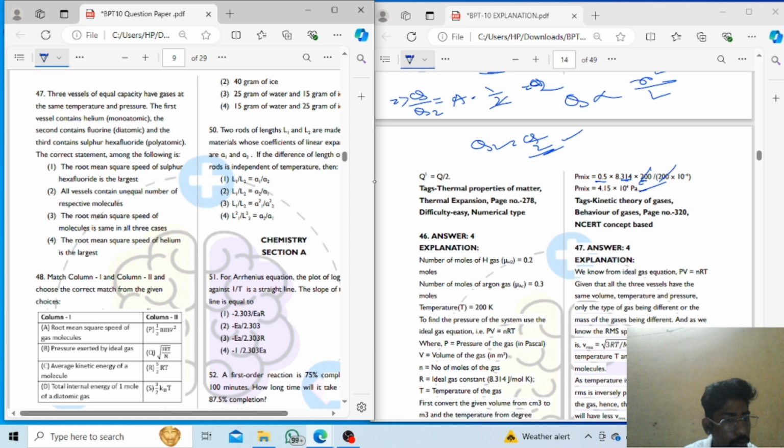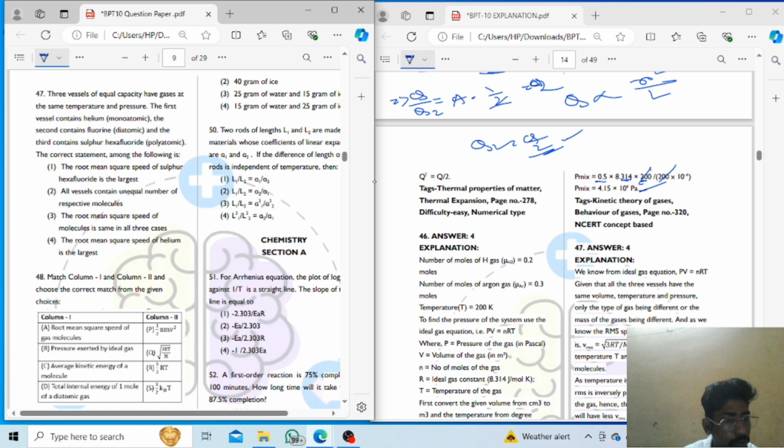In this case, helium has a molecular mass of 4, fluorine has like 19, and sulfur hexafluoride has around 146. So the molecular mass of helium is lesser compared to the other two. Therefore, the V RMS will be maximum for helium, because of the relation V is proportional to 1 by root M.